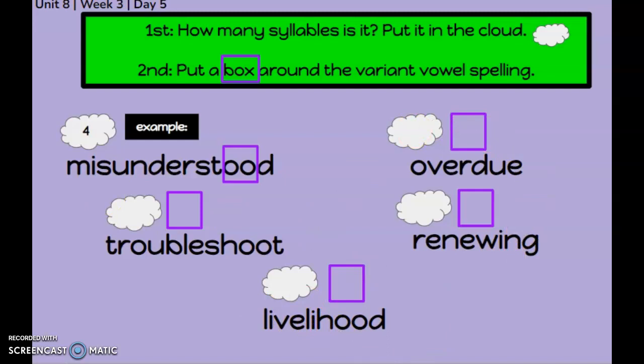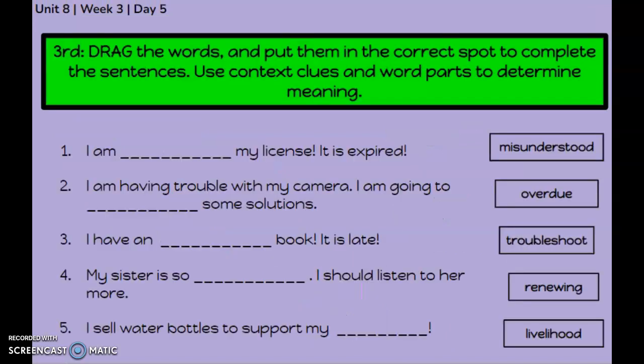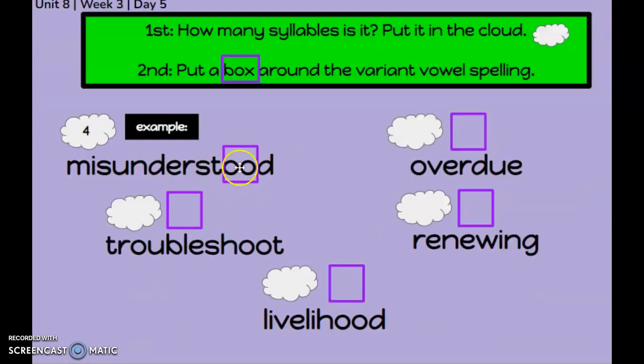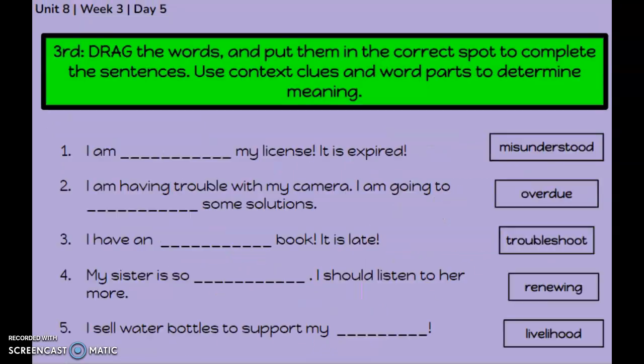Then you are going to sort the words with context in these sentences. So the words that you're going to be using are misunderstood, overdue, troubleshoot, renewing, and livelihood. And here are the sentences. I am blank my license. It is expired. I am having trouble with my camera. I am going to blank some solutions.